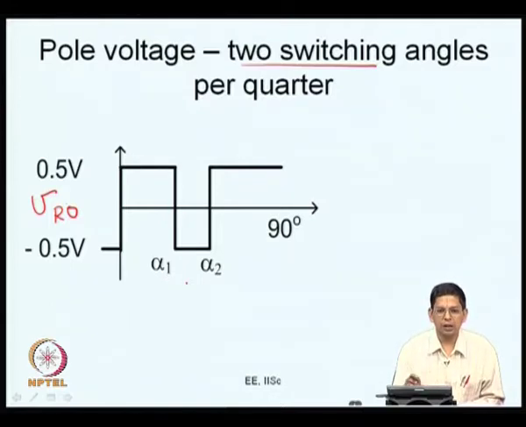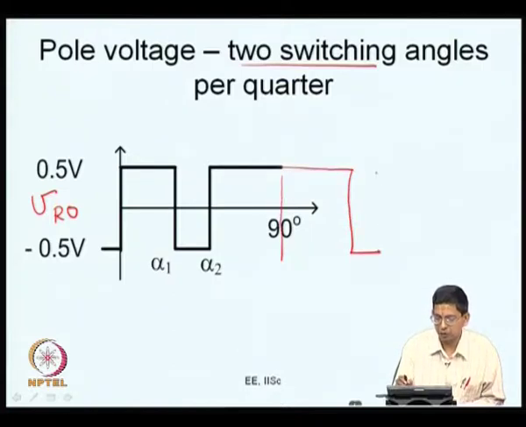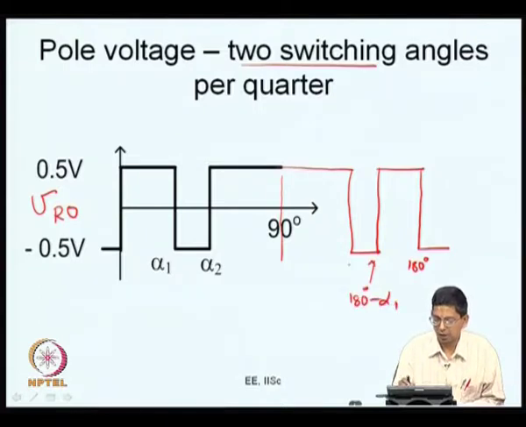The waveform has all the symmetries, and therefore we are representing only one quarter. In case you wish to know how it will look in the other quarters, what you can do is reflect this waveform about 90 degrees. So, you will have something like this. This is at 180 degrees, this is 180 minus alpha 1, and this is 180 minus alpha 2.